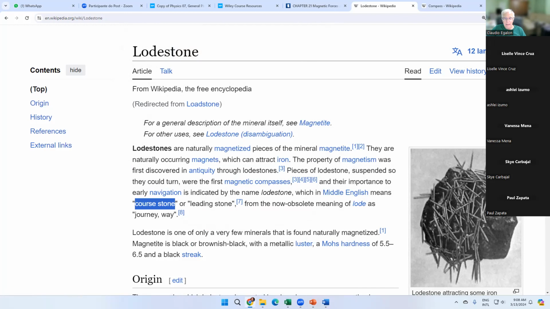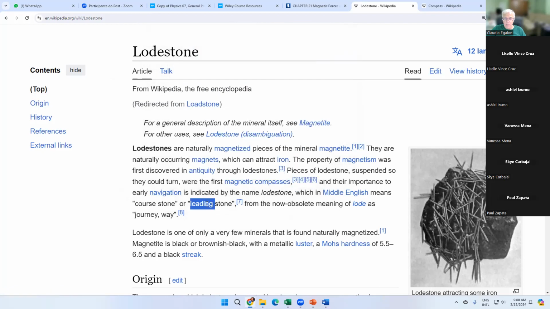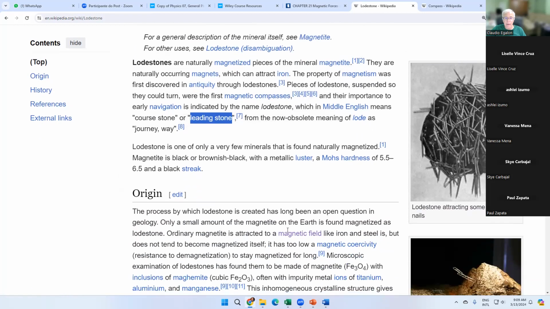Okay, that's what lodestone means. Course stone, the stone that plots the course for navigation purposes. Importance to early navigation. Navigation here doesn't have to be in the seas, in the water. It can be navigation on land as well. Okay. Or leading stone, from the now obsolete meaning of lode as journey, way.